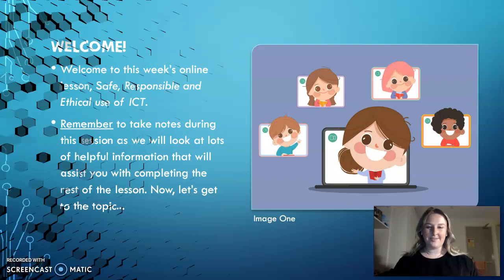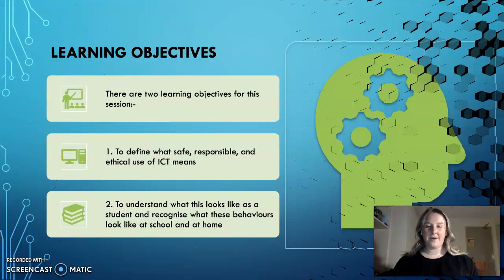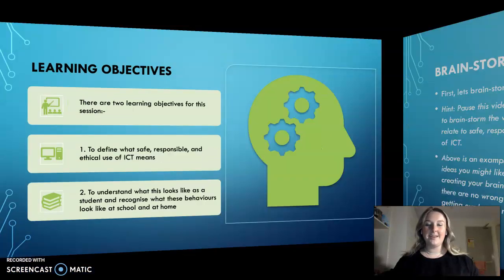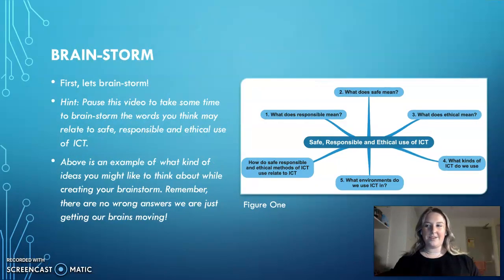The learning objectives for this lesson are to define what safe, responsible and ethical use of ICT means, to understand what this looks like as a student and recognise what these behaviours look like at school and at home. Before we move on to defining these terms, let's find out what we already know.